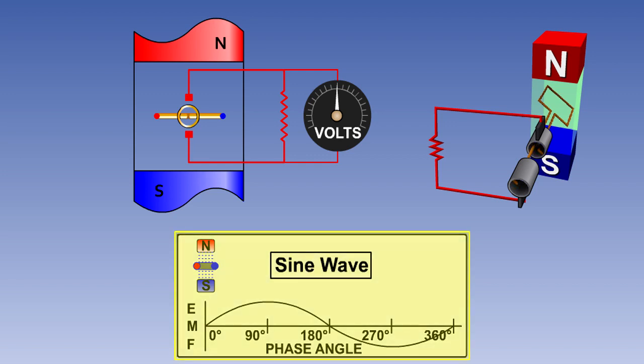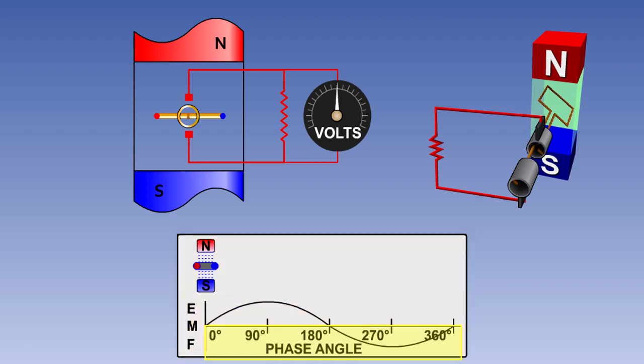The alternating voltage produced by this type of generator is known as a sine wave or a sinusoidal output. A sine wave can be given an angular notation called phase. One cycle represents from 0 to 360 degrees of phase.